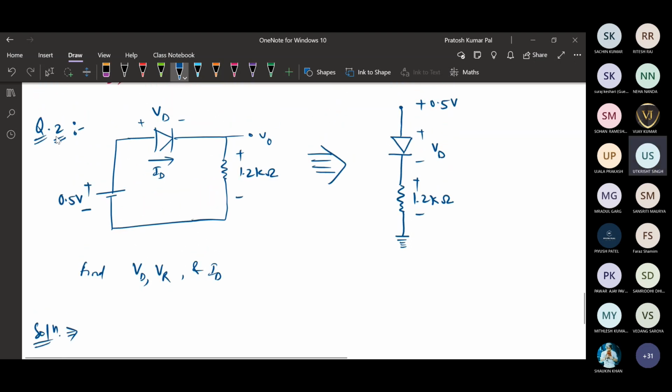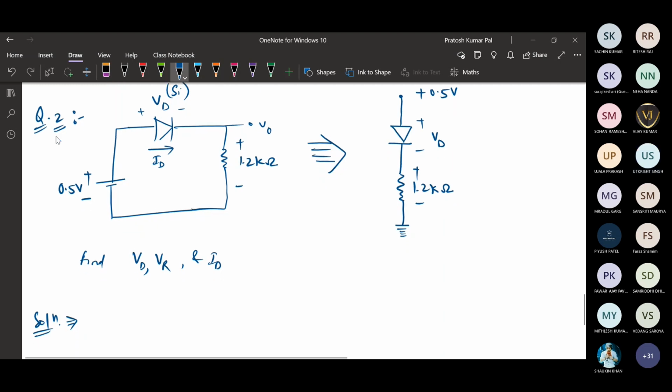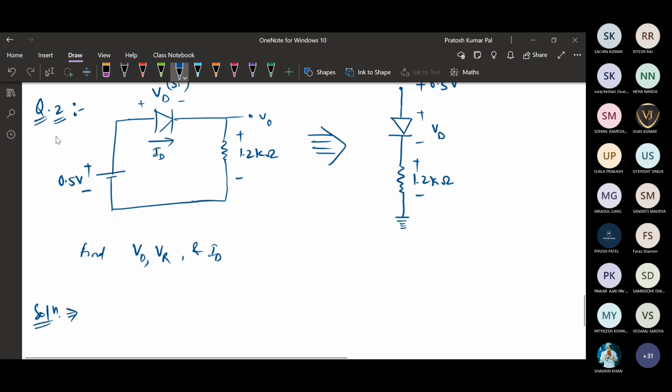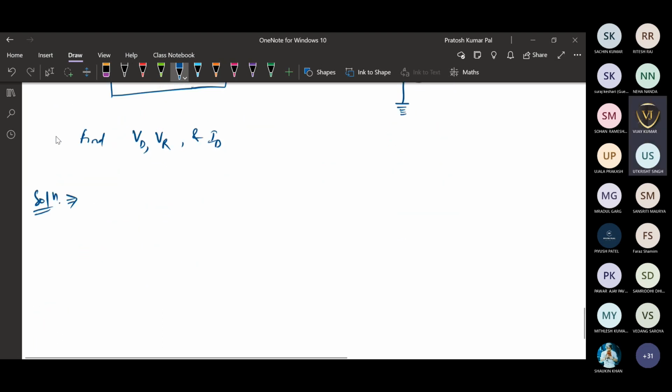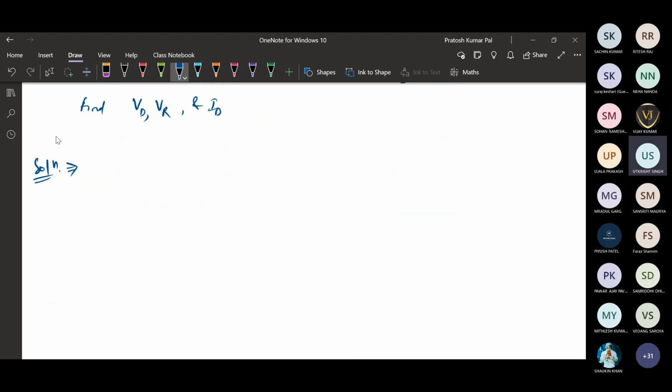By seeing this circuit, can anyone tell whether the diode is in forward bias or reverse bias case? If this is a practical silicon diode, it will be forward bias. Okay, any other answer? Will it be forward bias or reverse bias? No problem. I have got the response that it will be forward bias.